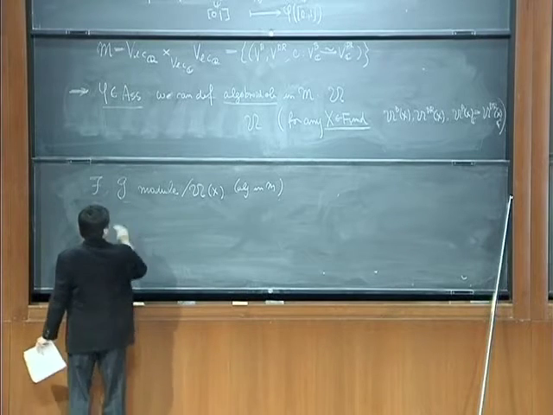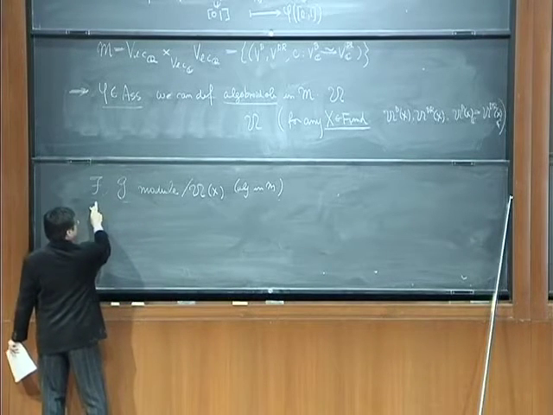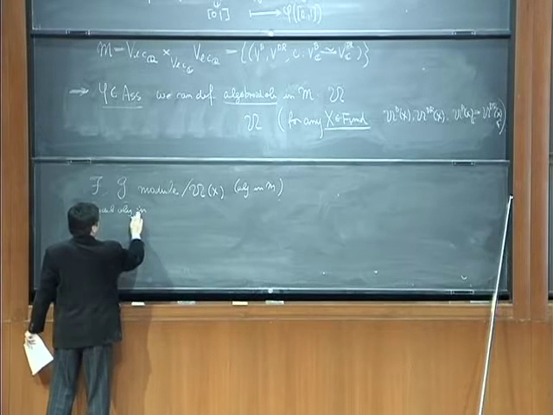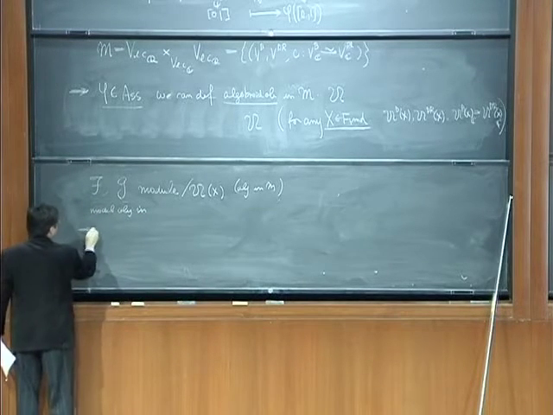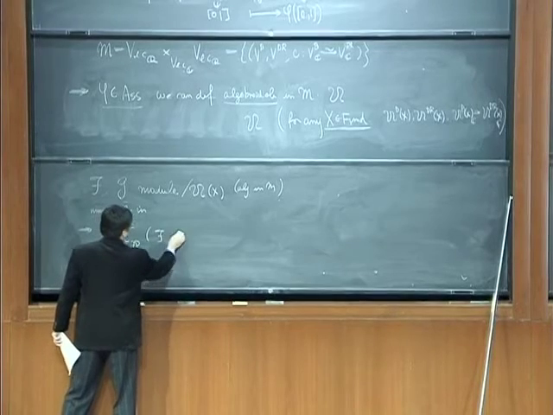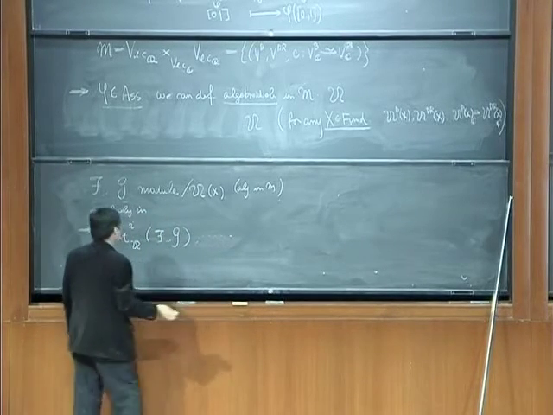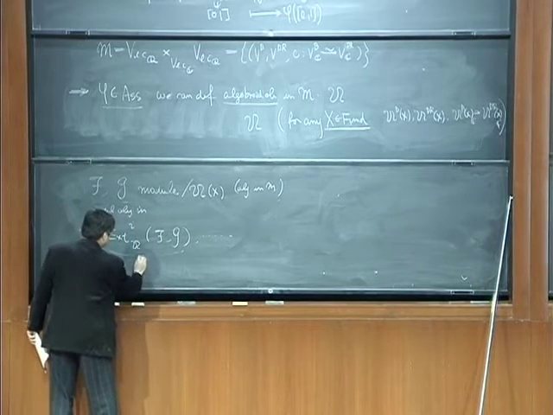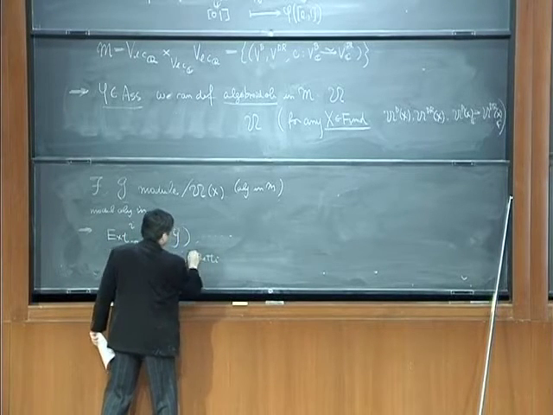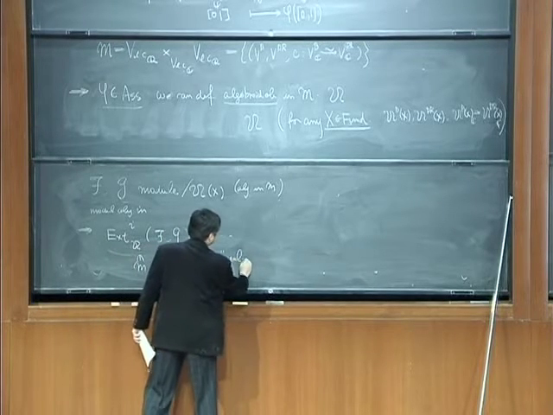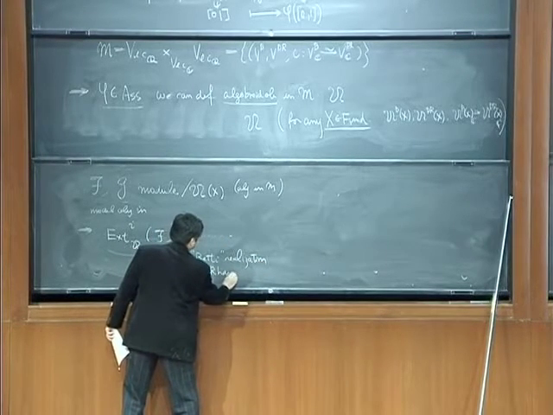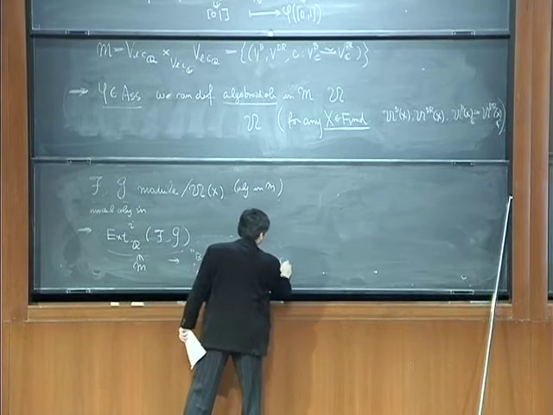And this is a module object. Therefore, this is a module object in M, so the comparison map is automatically defined. Then we can define the extension Ext of U of F and G, and also many things. Since this is an object of M, it has a Betti realization, a de Rham realization, and also a comparison map.